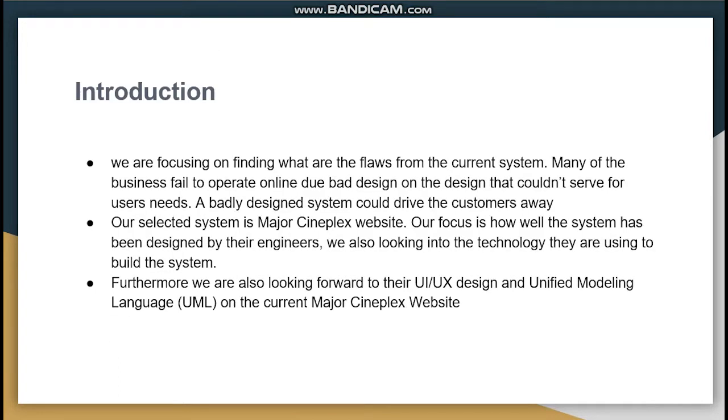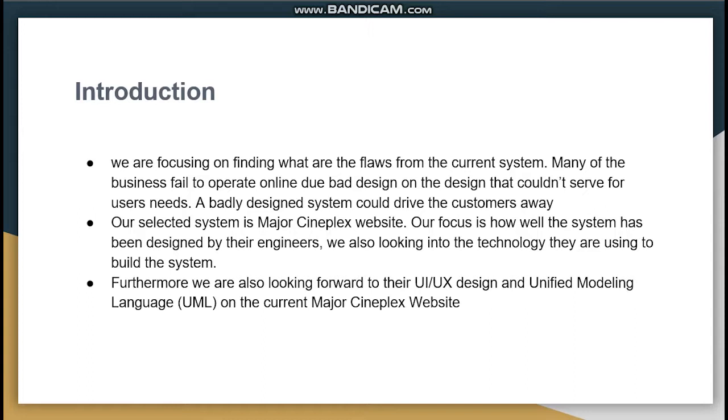Okay, first the introduction. We are focusing on finding the flaws in the current system. Many businesses fail to operate outright due to bad design that couldn't serve users' needs. A badly designed system could drive the customers away. Our selected system is the Major Cineplex website.